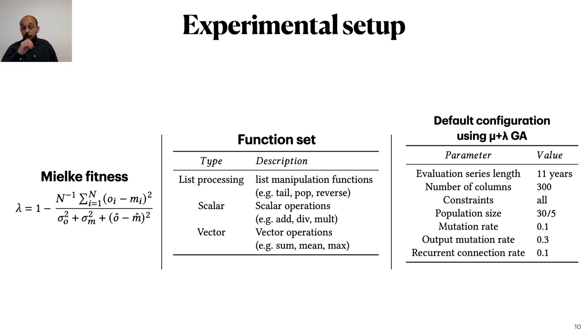Now, concerning our CGP configuration, what's important to note here is that we're using a mu plus lambda genetic algorithm. And on the list here, I list a subset of the different CGP parameters that were set in this study. These are really just standard CGP parameters.